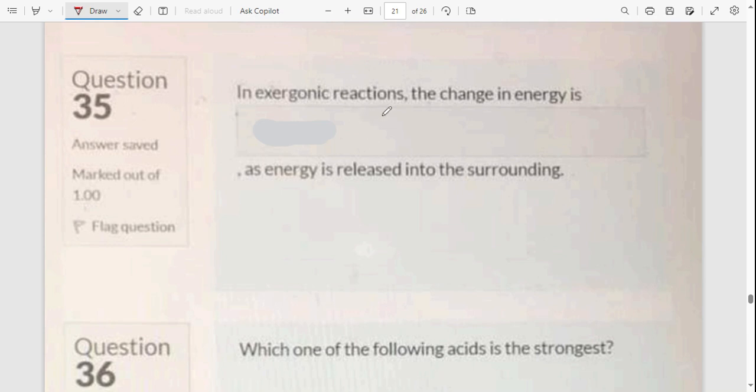In exergonic reactions, the change in energy is dash, as energy is released into the environment. So the change in energy, as we said, for exergonic is negative, right? And so the energy is released into the environment.